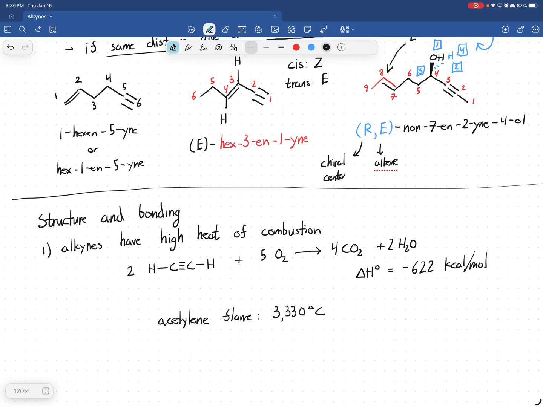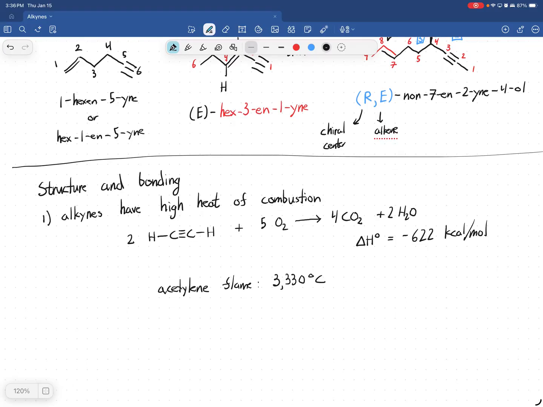Okay. All right, so alkynes have high heat of combustion, which makes them particularly useful to generate a source of heat to burn. Okay, so one aspect is blowtorches, and then another one might be engines of some sort.